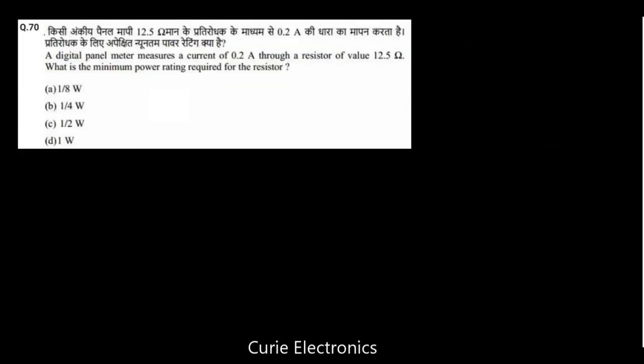Okay, let's move to question number 70. A digital panel meter measures a current of 0.2 amps through a resistor of 12.5 ohm. What is the minimum power rating required for the resistor? We have to find the power dissipated in the resistor. P equal to I square R. What is the value of I? 0.2 squared times R, 12.5 ohm. This is equal to 0.04 multiplied by 12.5. What do you get?